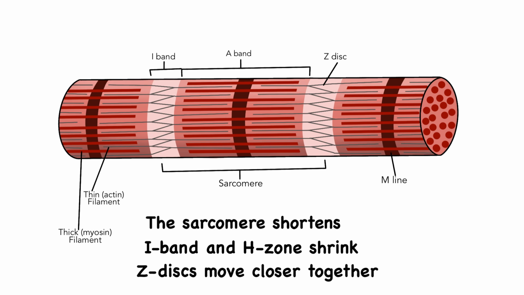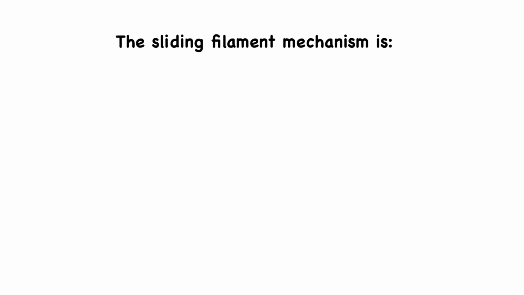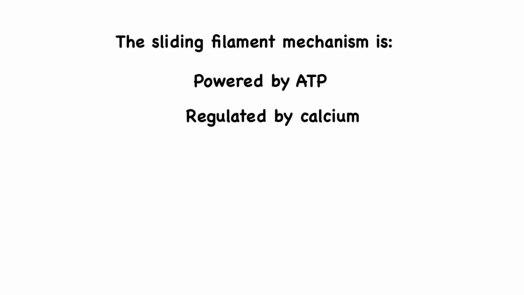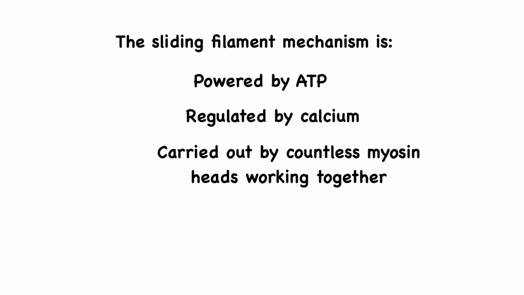Muscle contraction is really about the sliding of the thick and thin filaments over one another. So, the sliding filament mechanism is powered by ATP, regulated by calcium, and carried out by countless myosin heads working in concert. It's like your own microscopic rowing team, tirelessly pulling actin filaments to bring about movement.